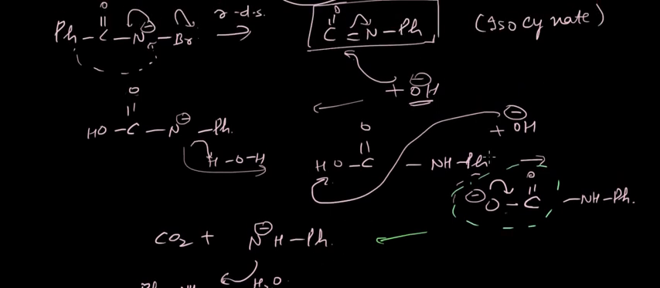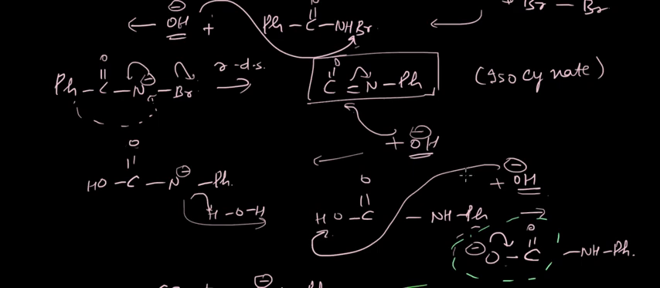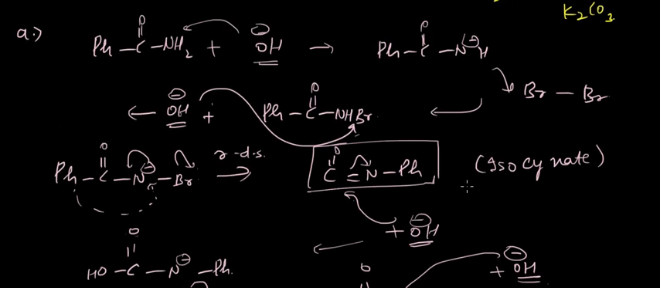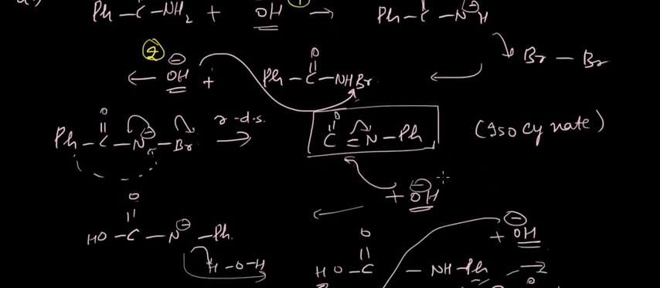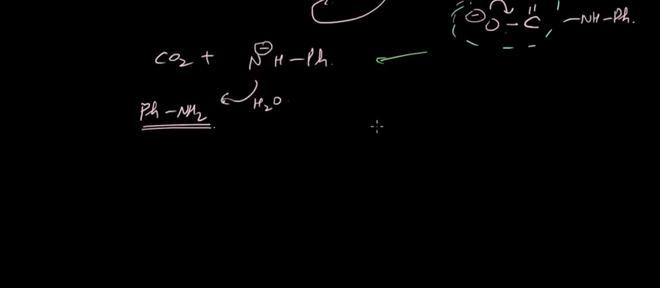So in all the steps of the mechanism, how many moles of OH minus were consumed? First, second, third, and finally fourth. Hence the answer was 4.